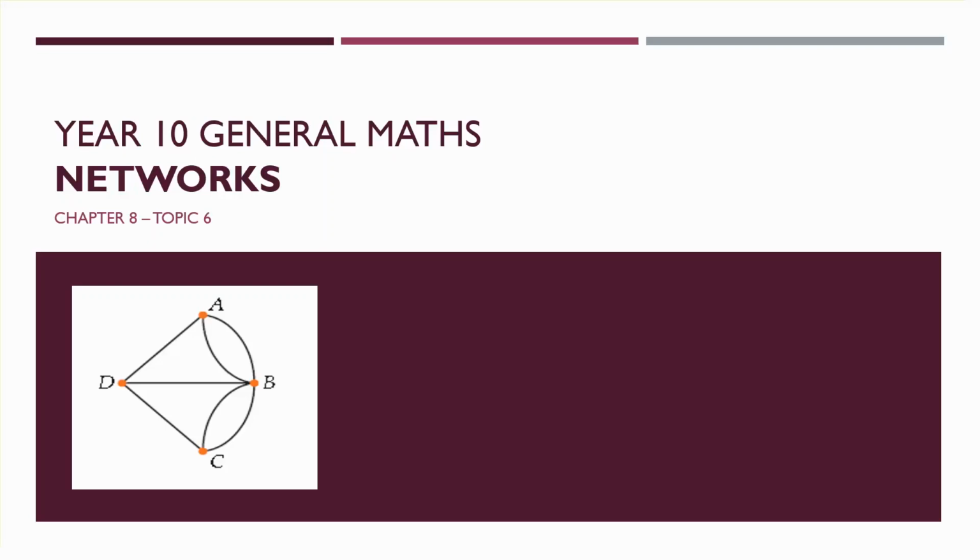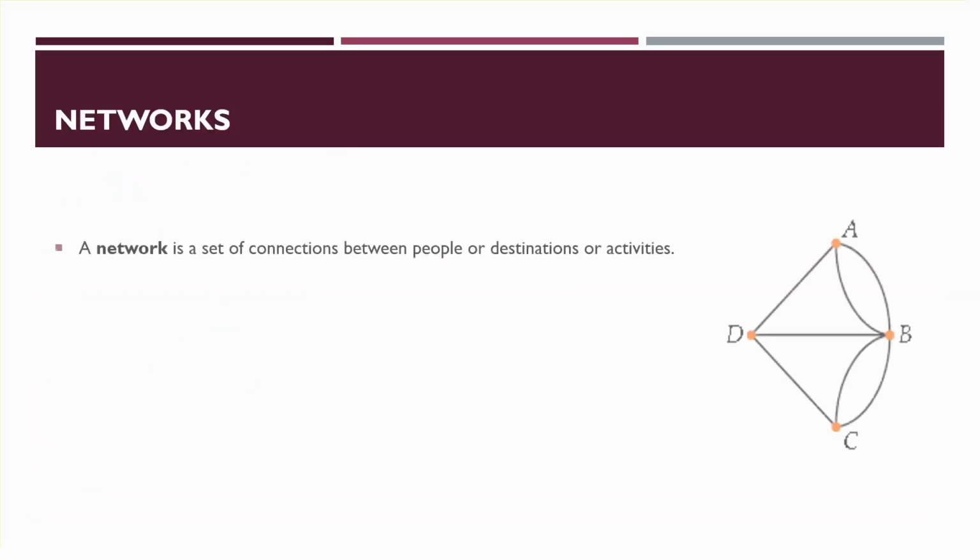Gentlemen, welcome to topic 6 in maths this year, which is networks. So what is a network? Well, a network is a set of connections between people or destinations or activities. What you will see is plenty of these type of diagrams that have got some lines with some dots and also some letters next to them. Now, what do they represent, you might ask?